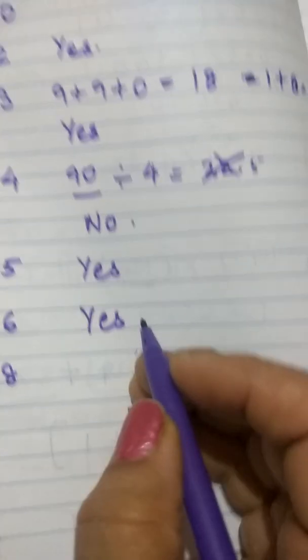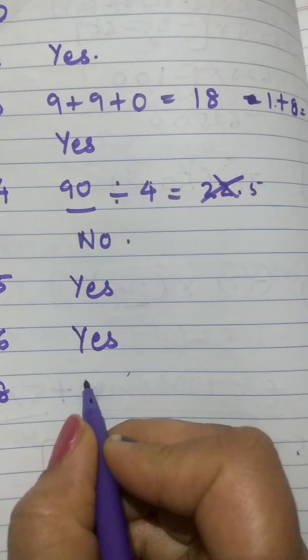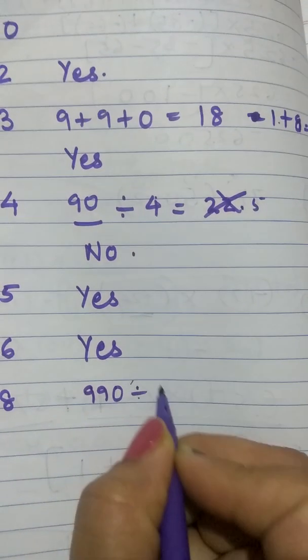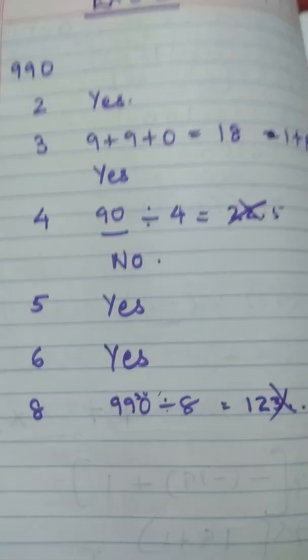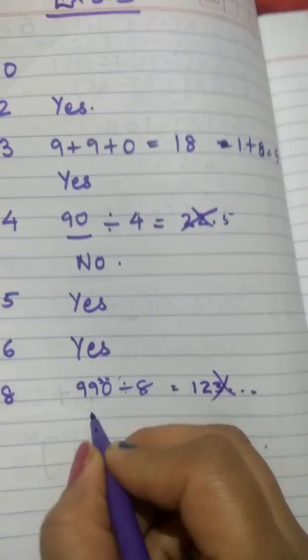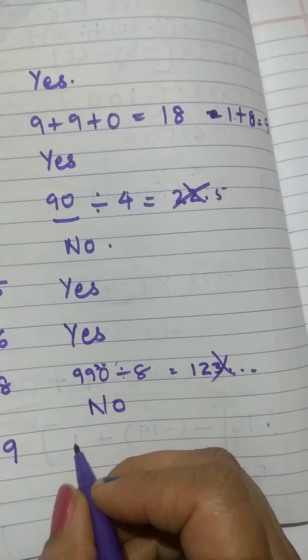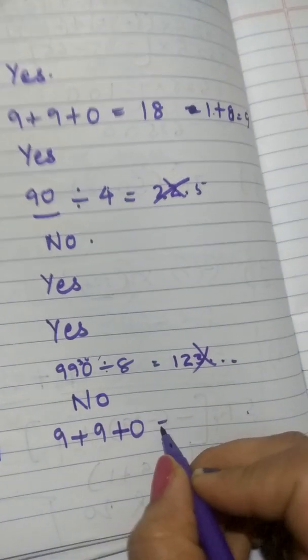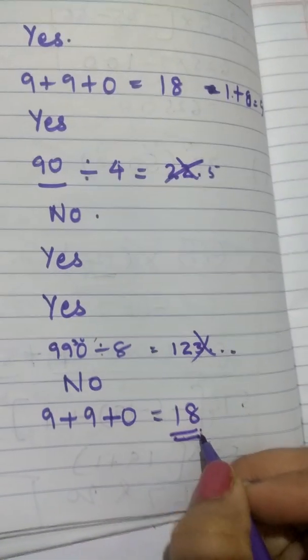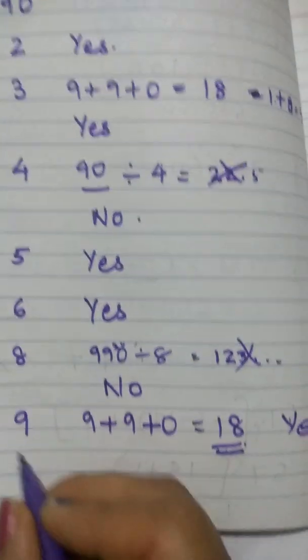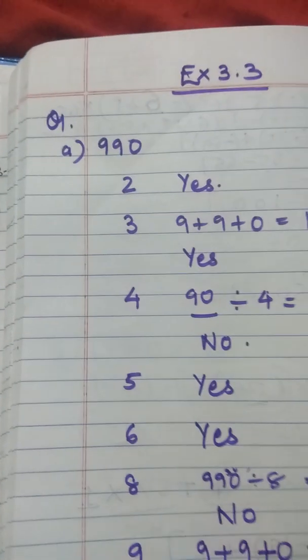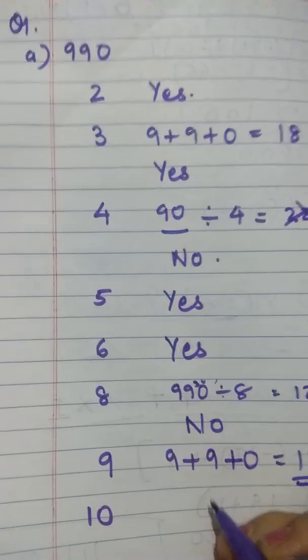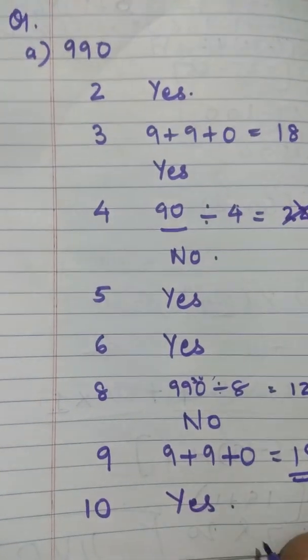Now we will check by 8. So the 3 digits we have to check. So whole of 990 I have to check whether they are divisible by 8 or not. We will see that it is not divisible by 8. So no. Then we have to check by 9. So for 9 I have to add the digits again, just like 3. And if this number is divisible by 9, the complete number will be divisible by 9. So that is done. Now I have to check by 10. The number ends with a 0. So divisibility by 10 we will write yes.